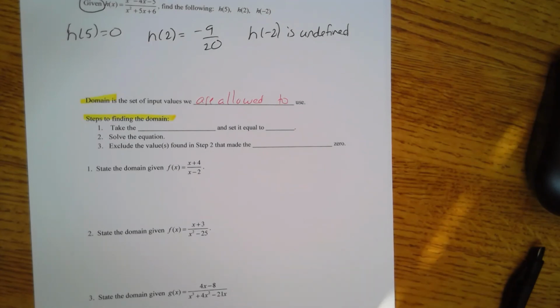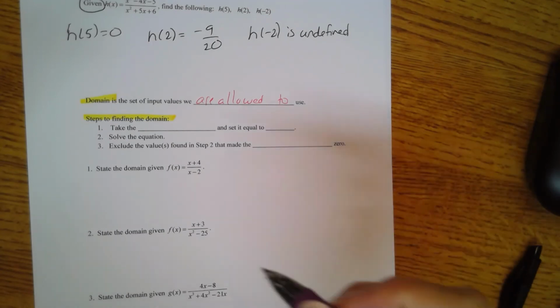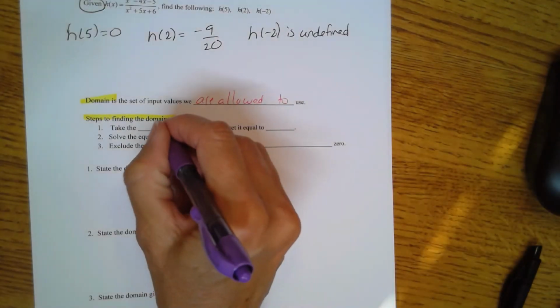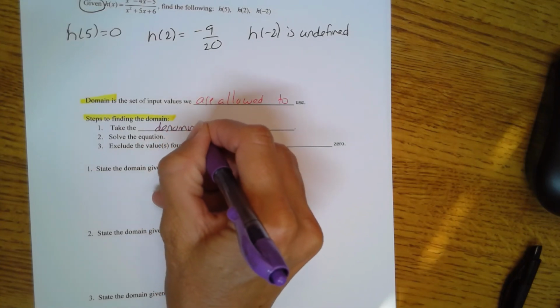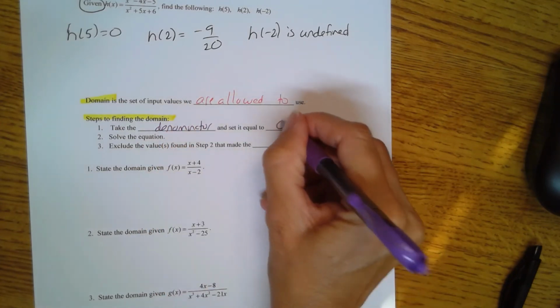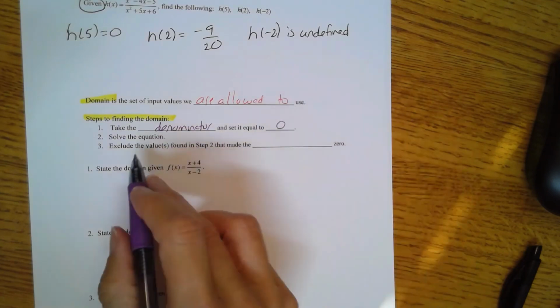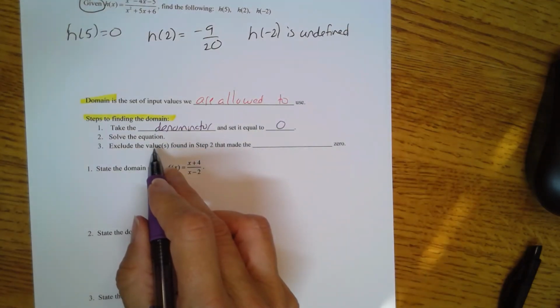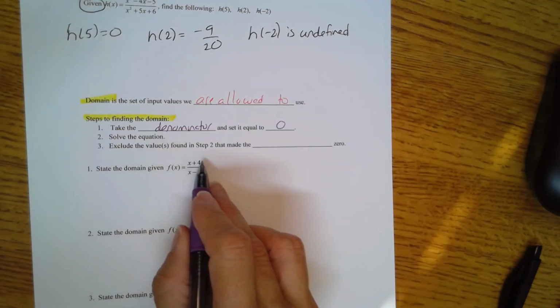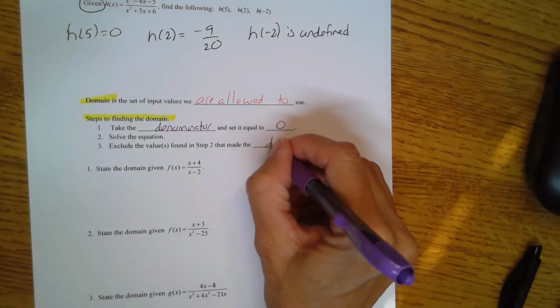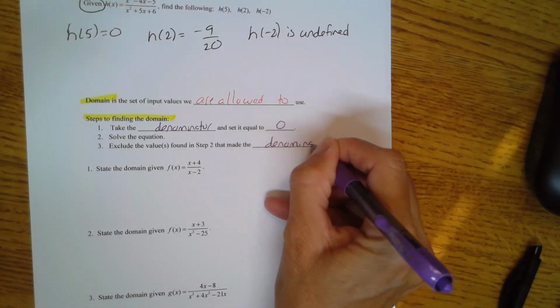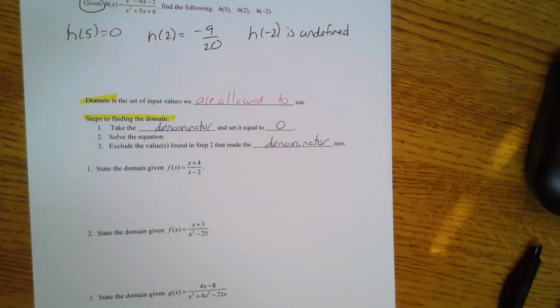So how do we figure out what our domain is? Well, the first thing you want to do is take your denominator and set it equal to 0. Solve that equation, but then you need to exclude those values found in step 2 that make the denominator 0. You have to exclude them, get rid of them. Now, do we care about the numerator being 0? No, we love the numerator being 0. We just don't want the denominator to be 0.